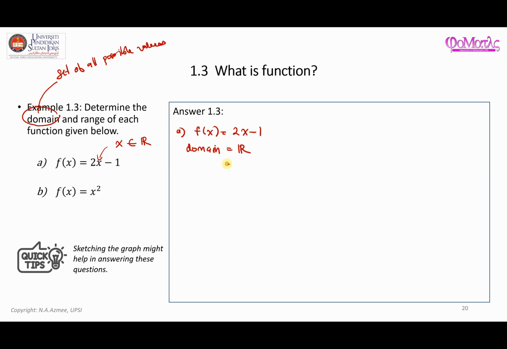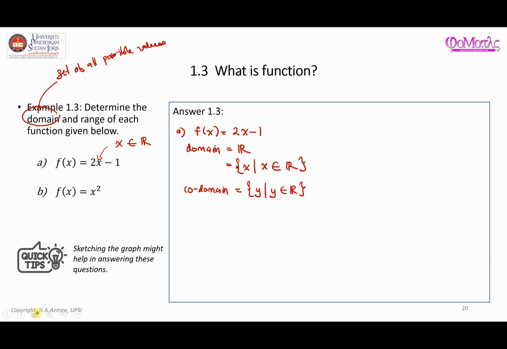I can write down in terms of this notation, which is {x : x is a real number}, or I can write down in terms of mathematical notation, where I can write it down as, okay, x is an element of the real number set. Okay, so that is the domain, and you can also see that the codomain will also be the same thing. So codomain will be equal to {y : y is a real number}.